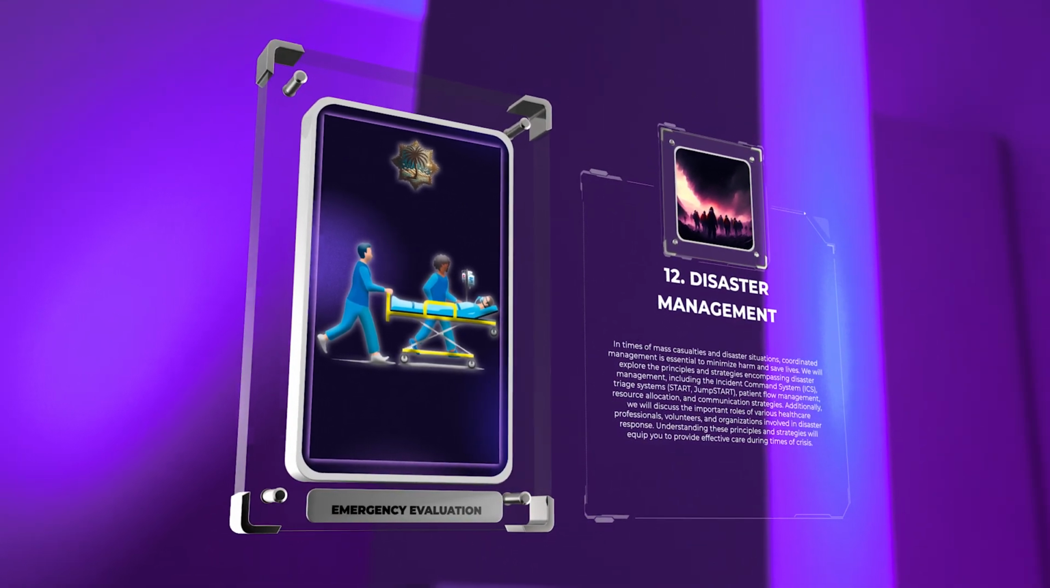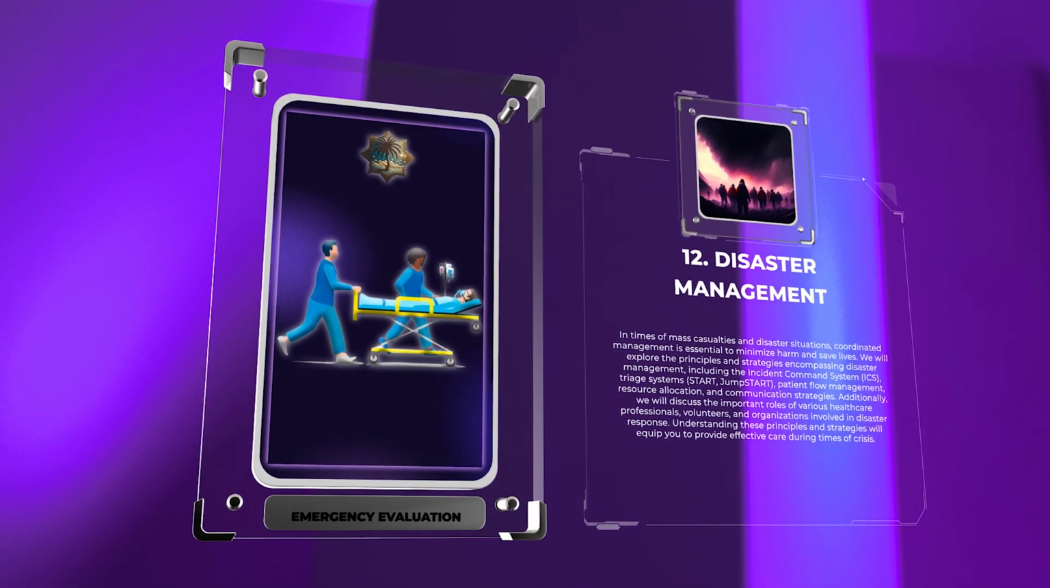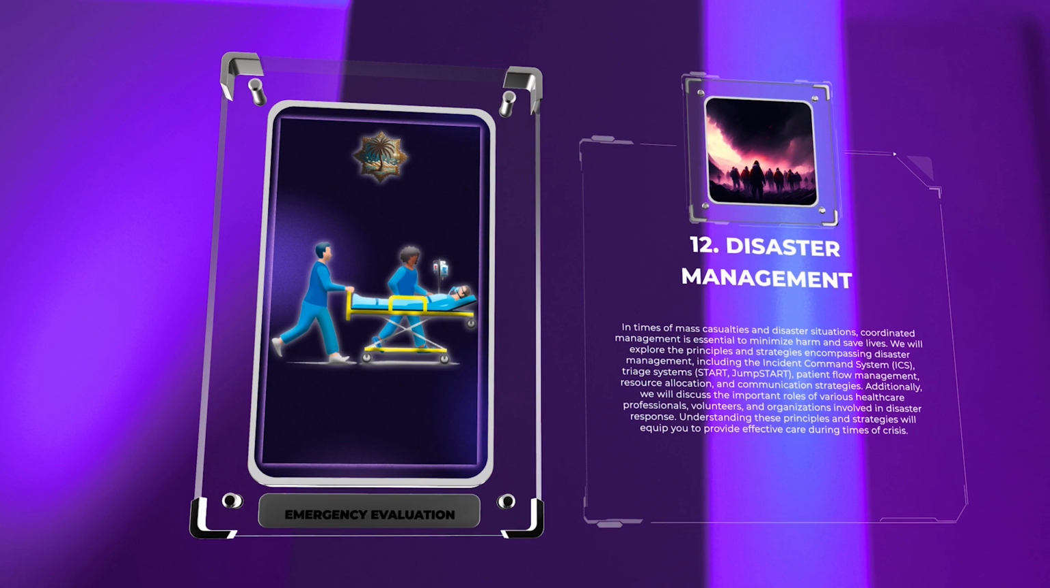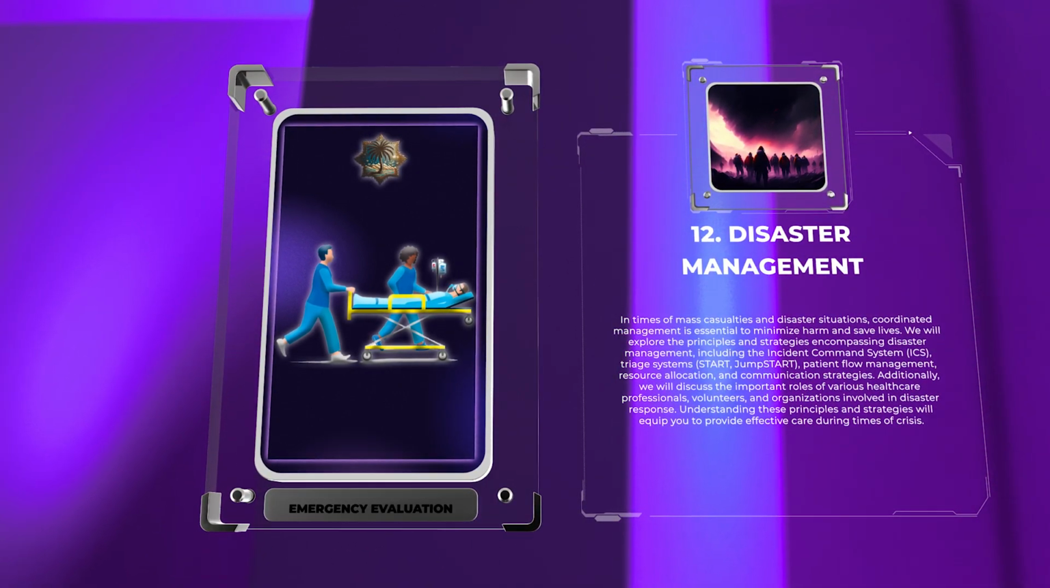Additionally, we will discuss the important roles of various healthcare professionals, volunteers, and organizations involved in disaster response. Understanding these principles and strategies will equip you to provide effective care during times of crisis.